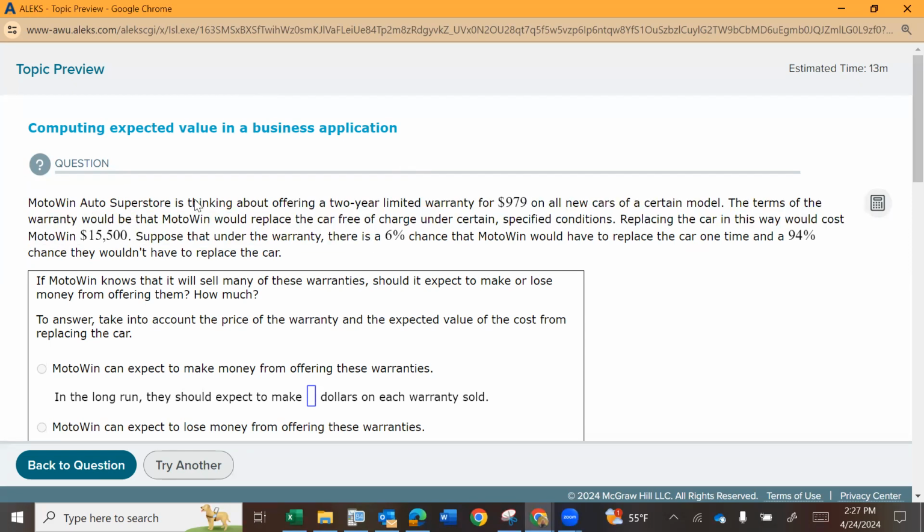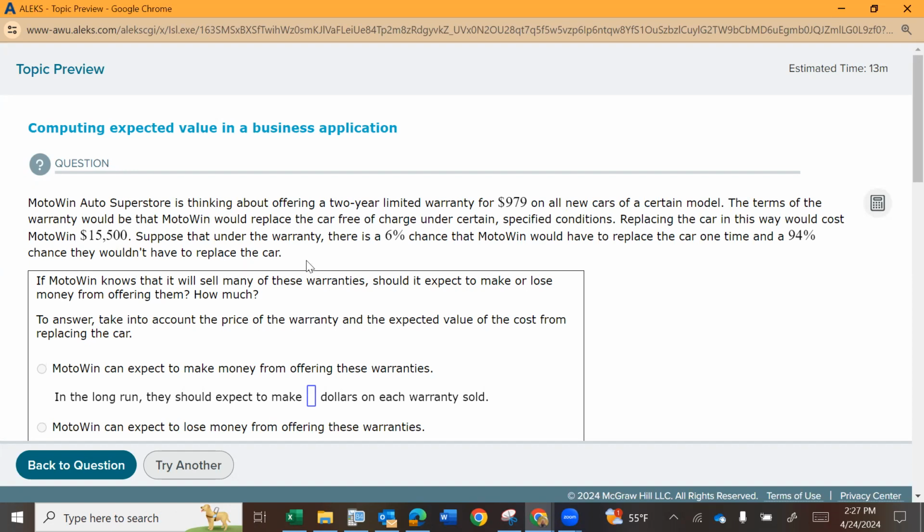Okay, so MotoWin Auto Superstore is thinking about offering a 2-year limited warranty for $979 on all new cars of a certain model. Terms of the warranty would be that MotoWin would replace the car free of charge under certain specified conditions. Replacing the car in this way would cost MotoWin $15,500. Suppose that under the warranty, there's a 6% chance that MotoWin would have to replace the car one time and a 94% chance that they wouldn't have to replace the car.